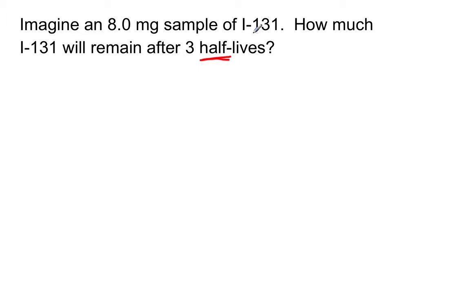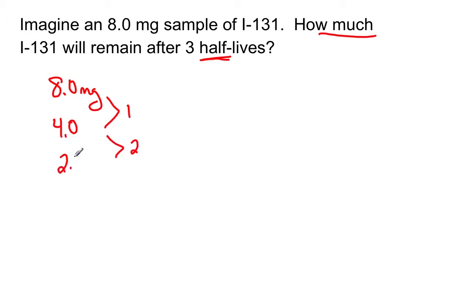So we have an 8 milligram sample. How much? So again, here's that how-much-is-going-to-be-left problem. You write down what you start with. You start with 8 milligrams. And you know it's going to decay, and 3 half-lives are going to pass. So 8 divided by 2 leaves you with 4. That's 1 half-life. The second half-life, divided by 2, you're going to have 2 milligrams left. And then the third half-life passes by.